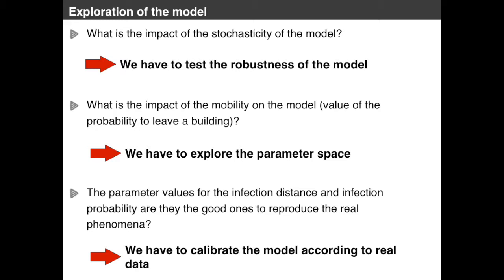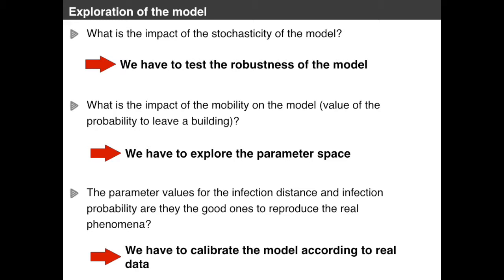As most agent-based models are stochastic, it is important first to have an idea of the impact of the stochasticity on the simulation results. Another important study to carry out is the impact of the different parameters on the simulation results. For example, in our model, we can study the impact of the mobility on the infection propagation.